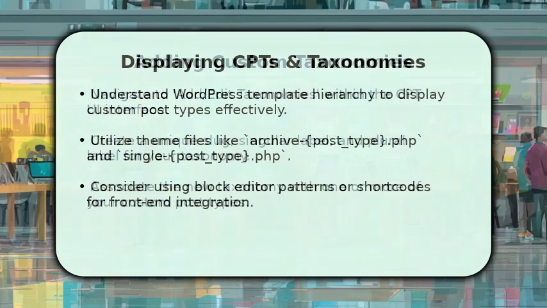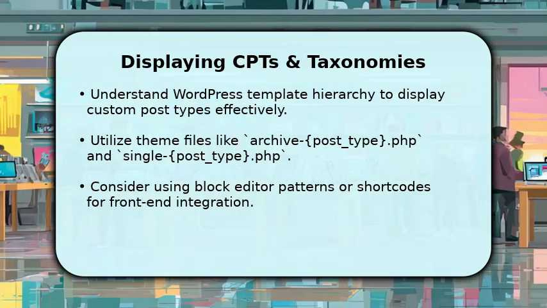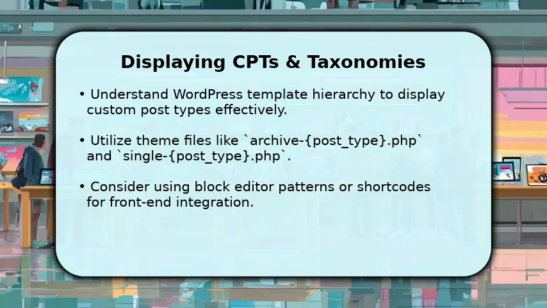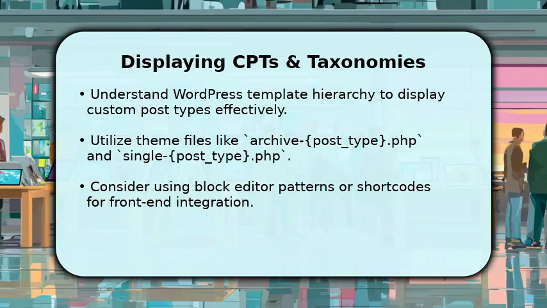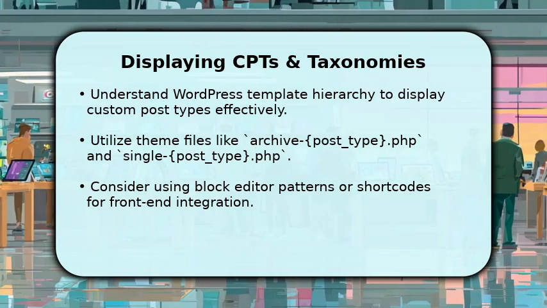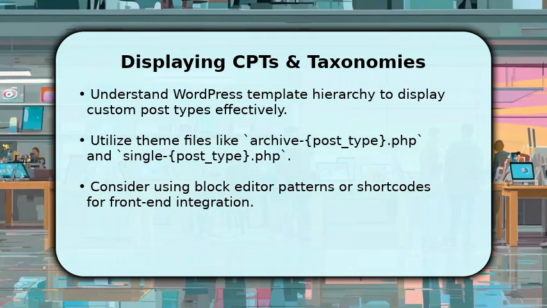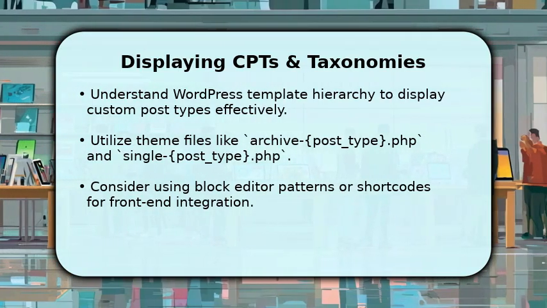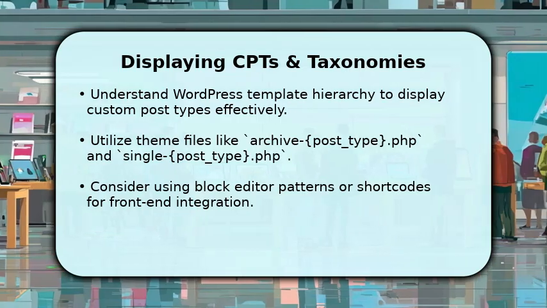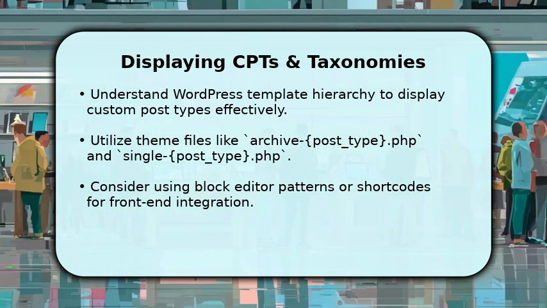Finally, let's talk about displaying your custom content on the front end. WordPress uses a template hierarchy, so you'll typically create specific theme files, such as archive-books.php for your book listings, and single-book.php for individual book pages. This ensures your custom post types and taxonomies are presented beautifully.